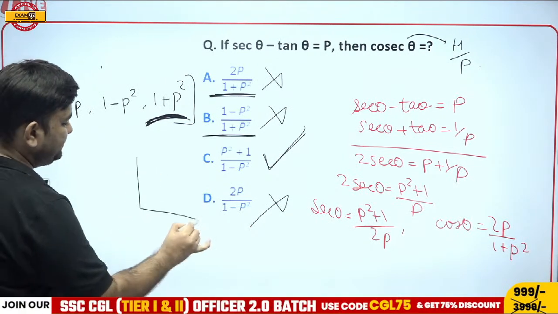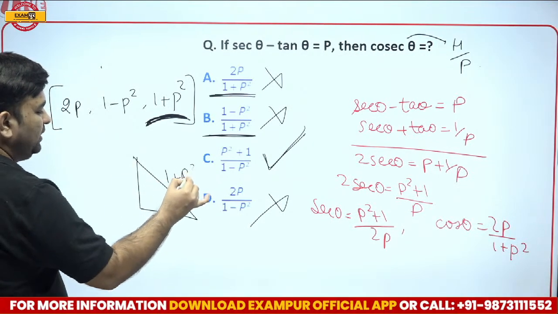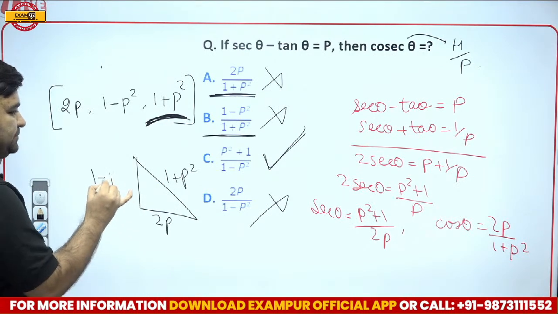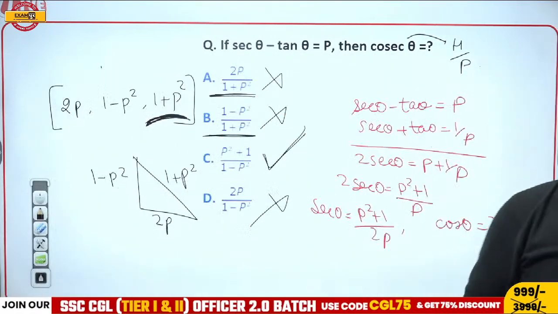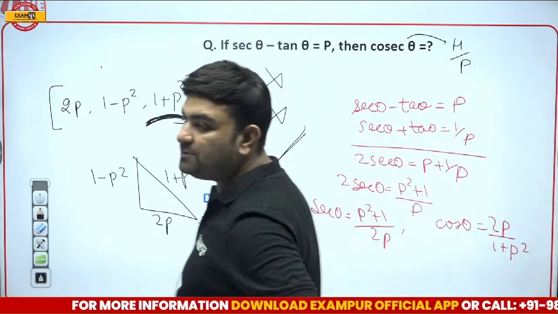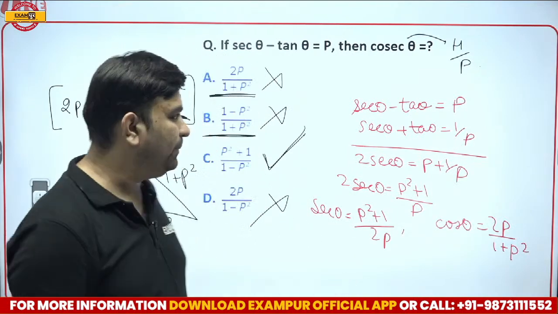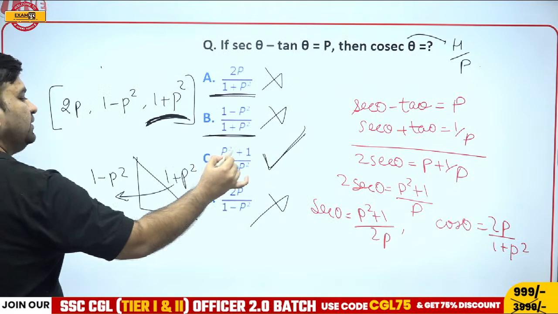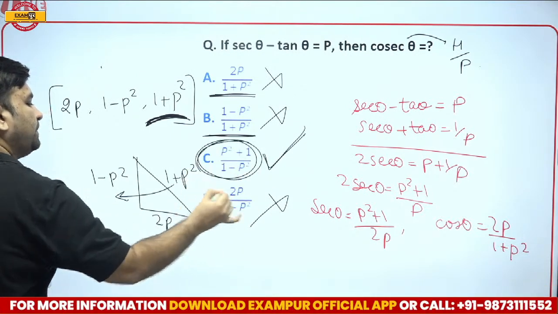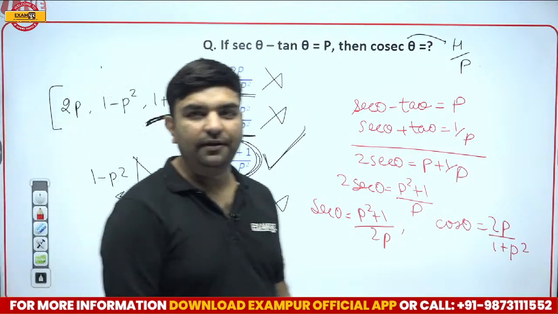Now cos means base is 2p, hypotenuse is 1 plus p square. So perpendicular is 1 minus p square, because 1 minus p square, 2p and 1 plus p square is a triplet. They are asking cosec: 1 plus p square upon 1 minus p square. Is it 100% clear?